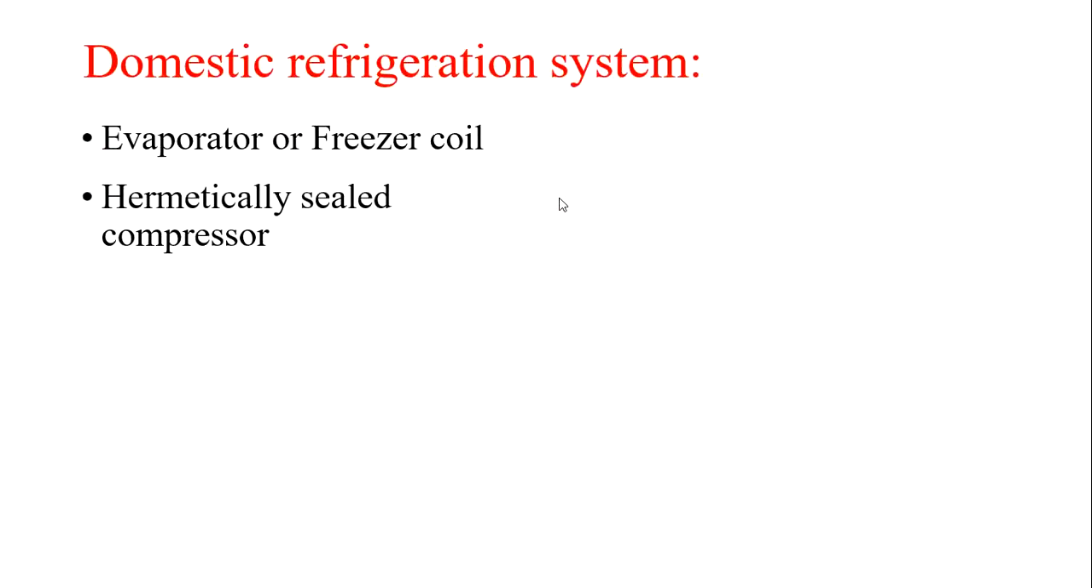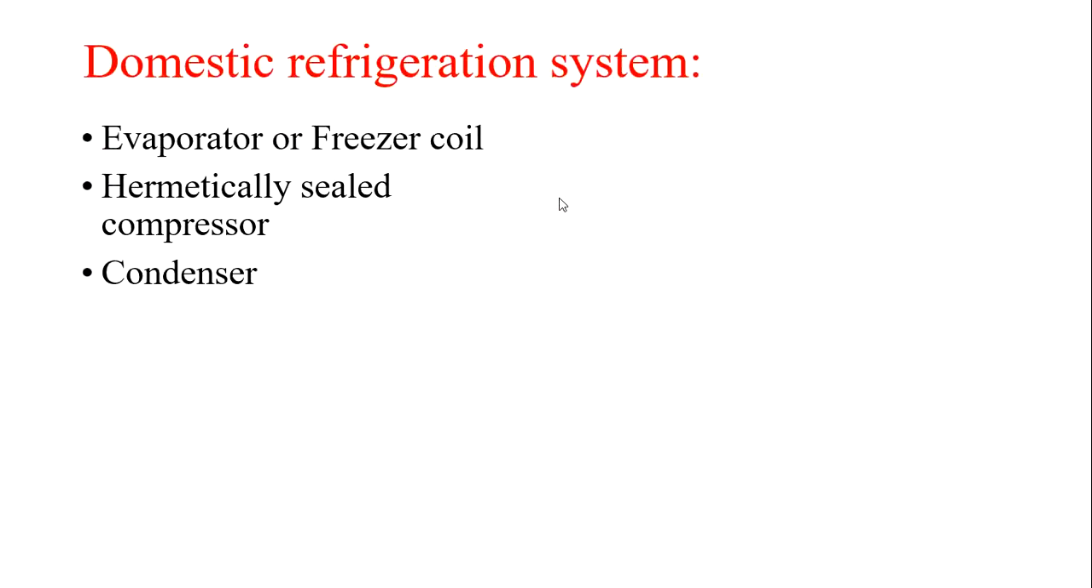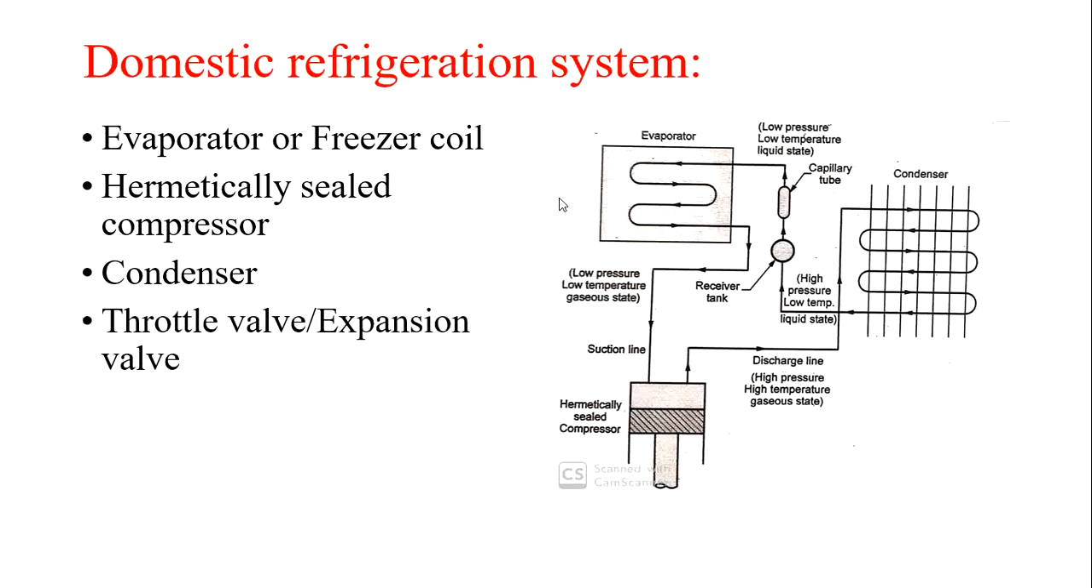Let us look into domestic refrigeration system. Domestic refrigeration system consists of the following important components or parts. One is evaporator or freezer coil. Second is hermetically sealed compressor. Third is condenser. And fourth one is throttle valve or expansion valve. You can see all these components in this diagram.